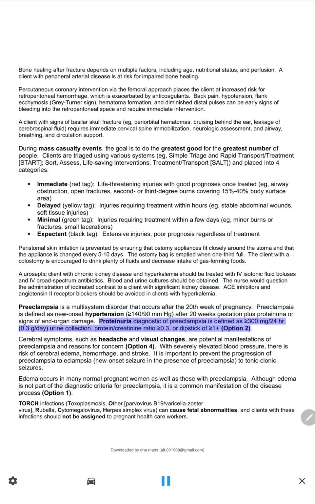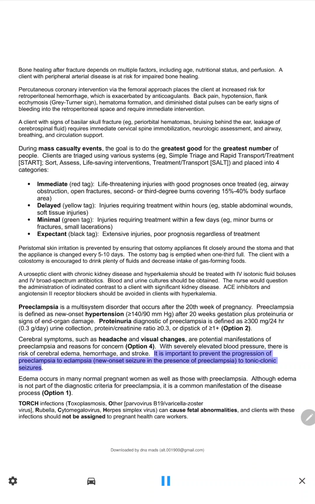day urine collection, protein-creatinine ratio greater than or equal to 0.3, or dipstick greater than or equal to 1+, option 2. Cerebral symptoms, such as headache and visual changes, are potential manifestations of preeclampsia and reasons for concern, option 4. With severely elevated blood pressure, there is risk of cerebral edema, hemorrhage, and stroke.